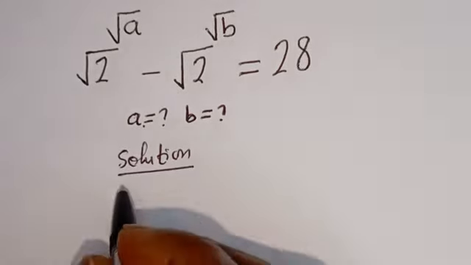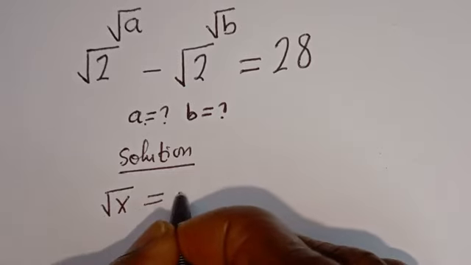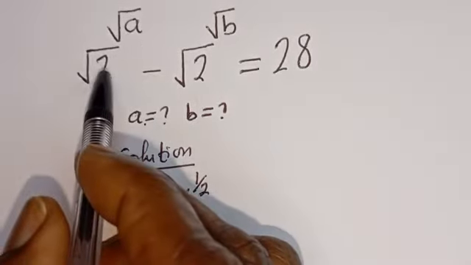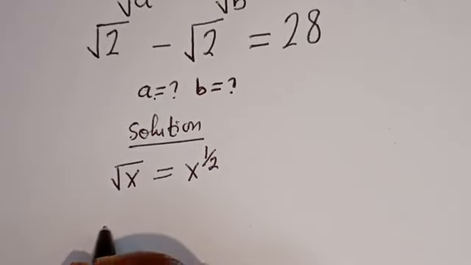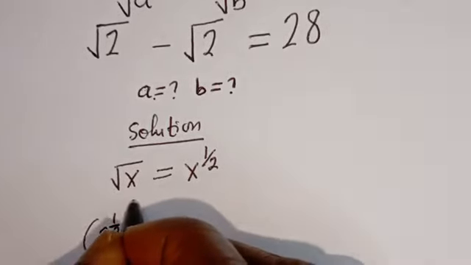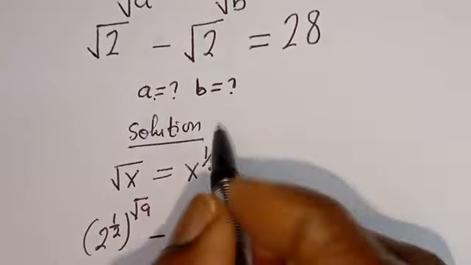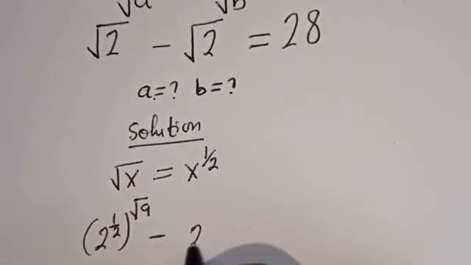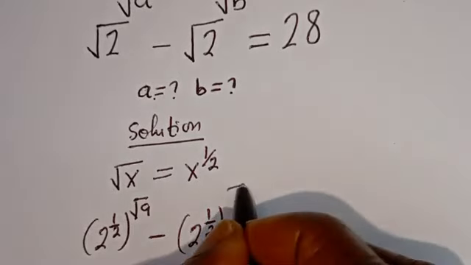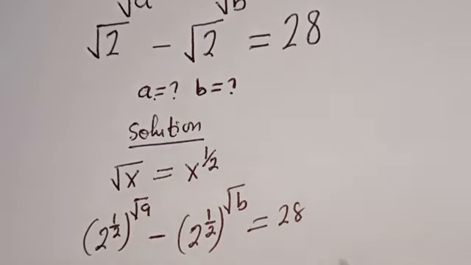Take note of this, that if you have square root of x, this is equal to x to the power of 1 over 2. Then this square root of 2 can be written as 2 to the power of 1 over 2 to the power of square root of a, minus this square root of 2 can be written as 2 to the power of 1 over 2 to the power of square root of b, is equal to 28.